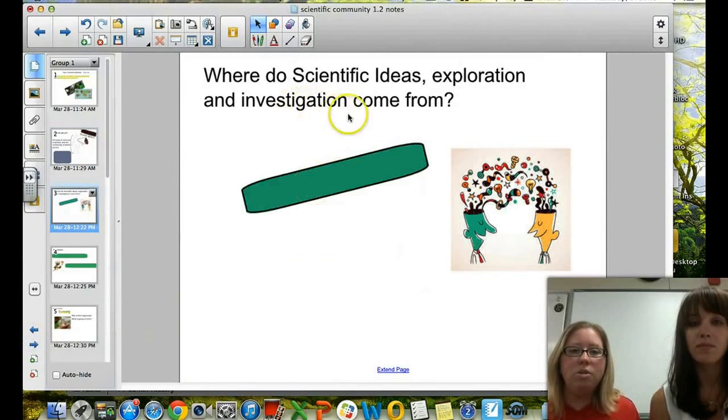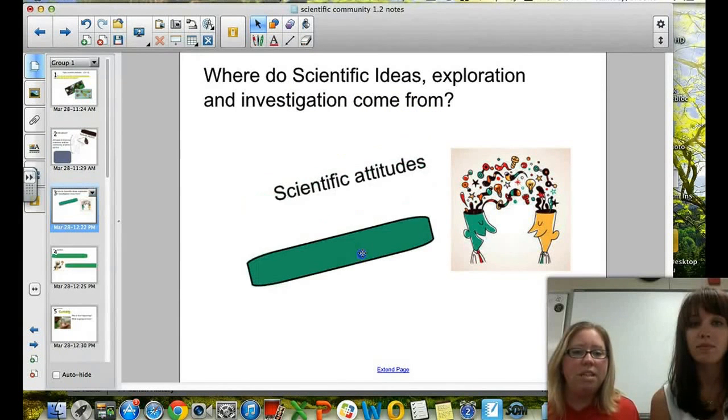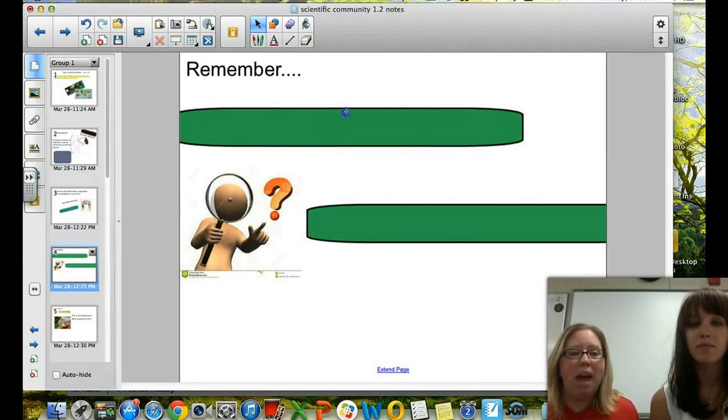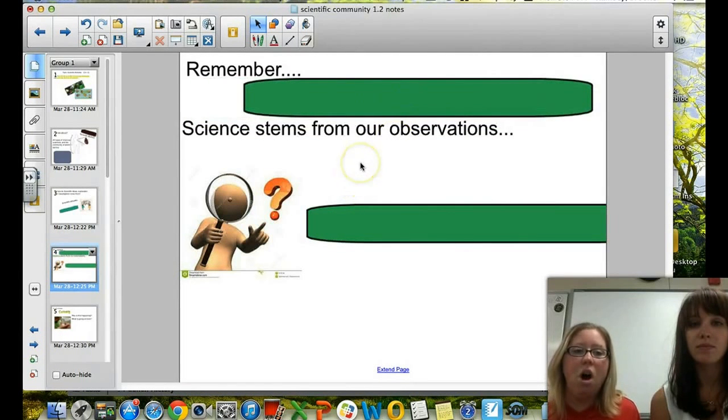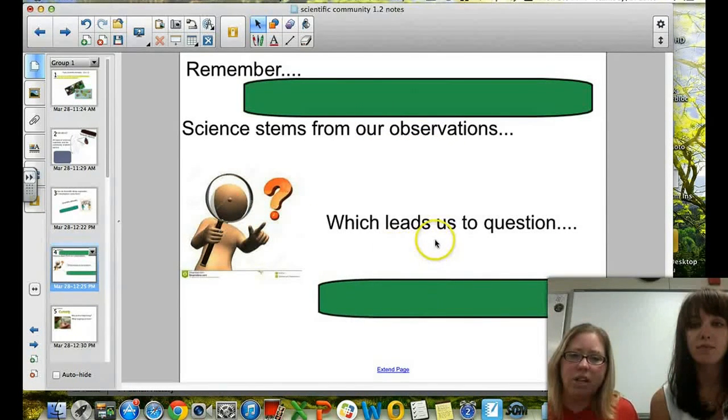And so where do scientific attitudes and exploration and investigation come from? They all come from different scientific ideas. Let's think back to the beginning of the unit, where we talked about how all science stems from us observing the world around us. So everything comes from observations. And that leads us to ponder and question and think, why are these things happening?